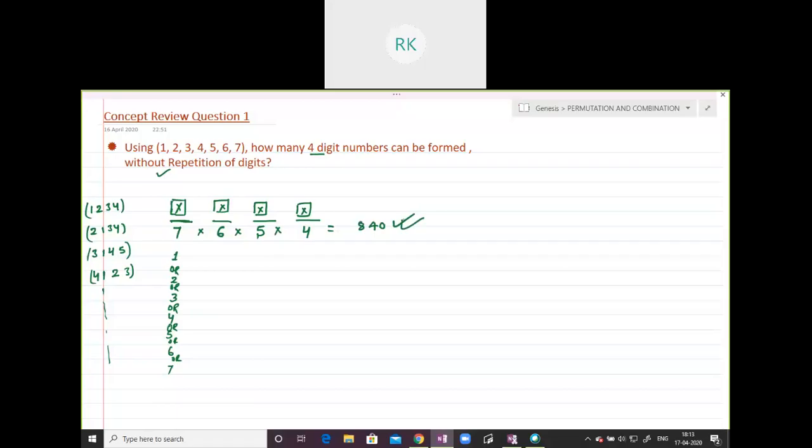Now many beginners, I am telling you, will use the formula. What is the formula here? nPr, right? What is n here? The number of elements, 7. What is r here? Slots, that is 4. So 7 factorial divided by (7 minus r) factorial, so 7 factorial divided by 3 factorial. If you expand and solve it, of course I will get the answer we got using the fundamental counting principle. That's my answer.